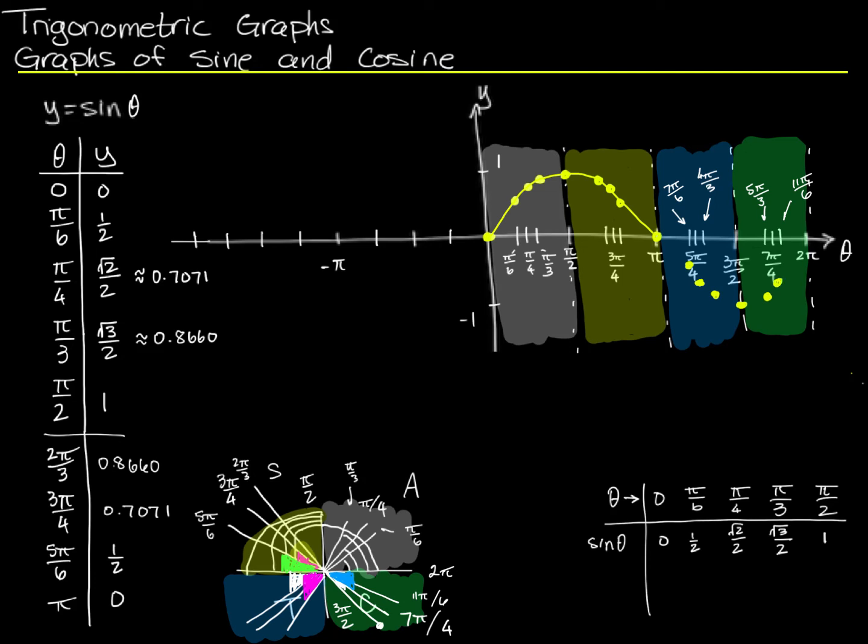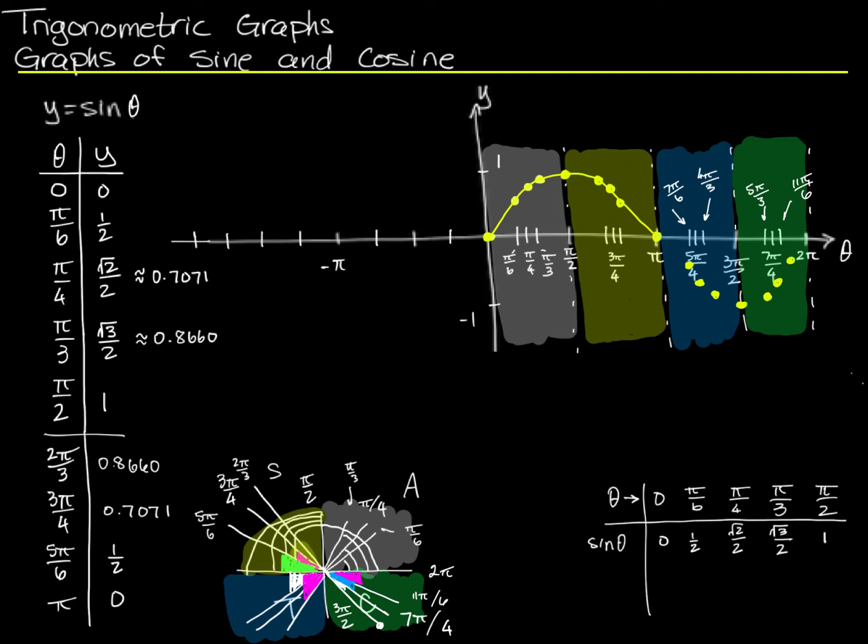Then I'm at 11 pi over 6. 11 pi over 6 has a reference angle of pi over 6, so let me go ahead and color it in. I think I'll do it in pink. All right, my reference angle here is 30 degrees or pi over 6. So the sine of 11 pi over 6 will be the same numerically as the sine of pi over 6. So that's a half, but because it's in quadrant 4, it's negative. So I'm at negative a half.